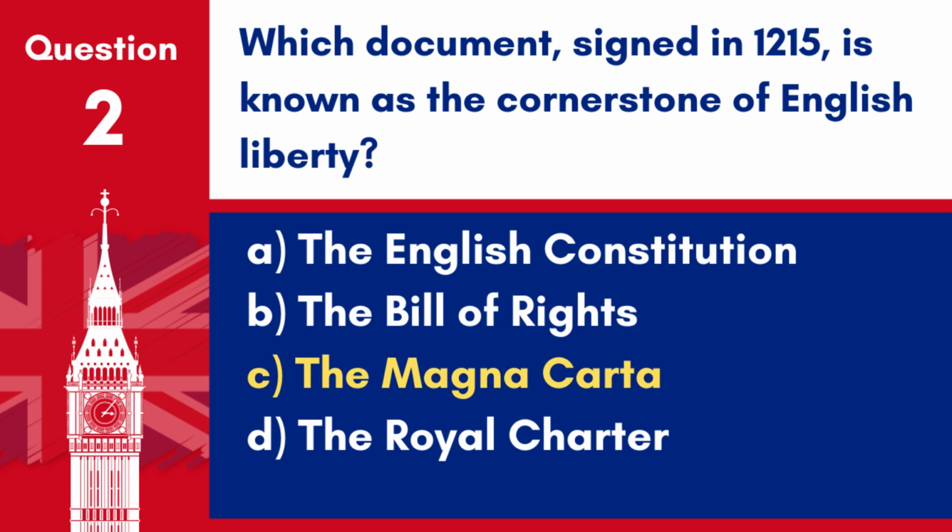Answer. C. The Magna Carta. Signed in 1215, the Magna Carta is known as the cornerstone of English liberty because it established the principle that everyone, including the king, was subject to the law.